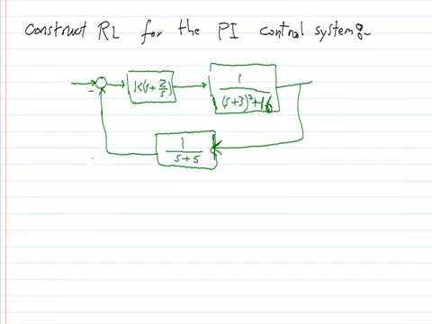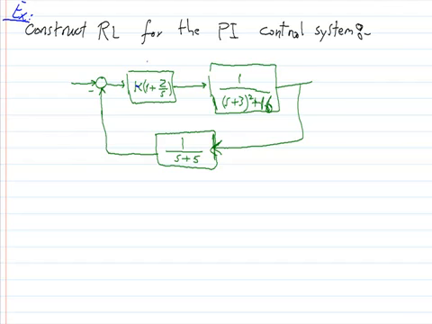Bismillah ir-Rahman ir-Rahim. Another example about how to construct a root locus to find the range of k that will make the system stable, unstable, or marginally stable. So construct the root locus for the PI control system.